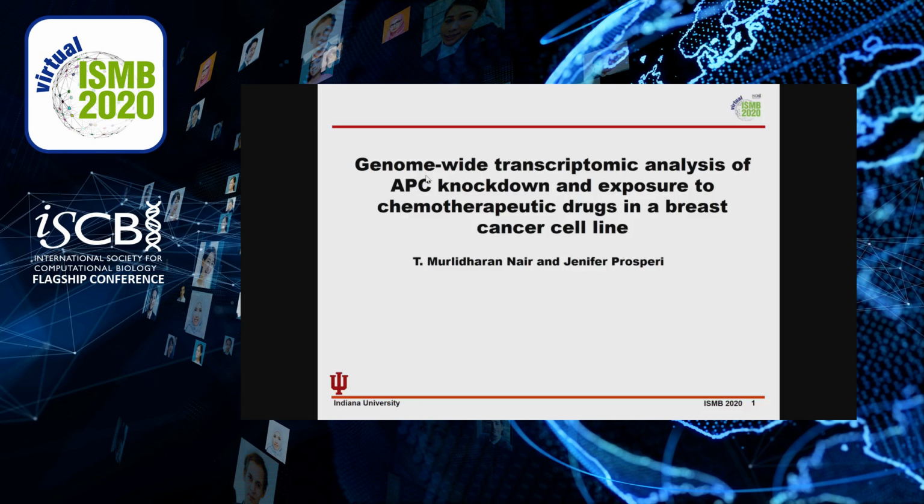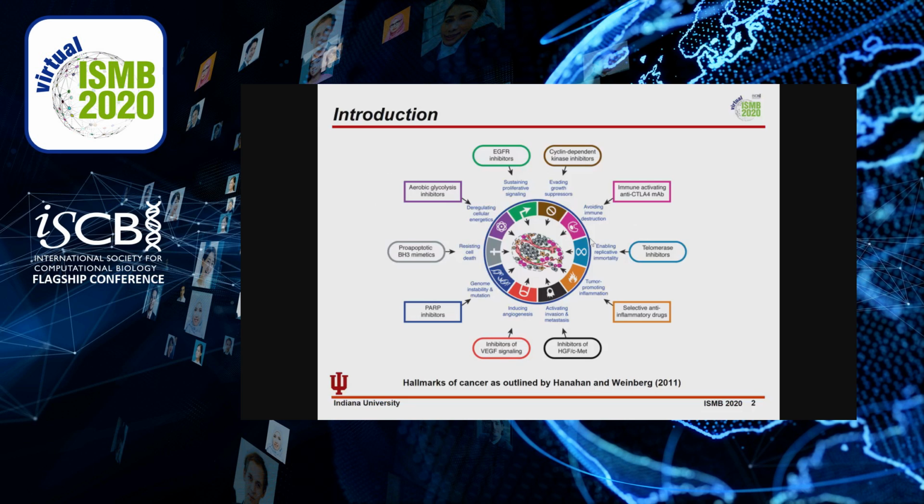The title of my talk is Genome-wide transcriptomic analysis of APC knockdown and exposure to chemotherapeutic drug in breast cancer cell line. So let me briefly go through a little bit about what cancer is. This is just a figure that I've taken from Hanahan and Weinberg, the classic paper that everybody uses as their first figure when you're talking about cancer.